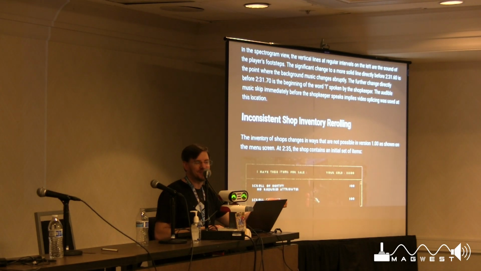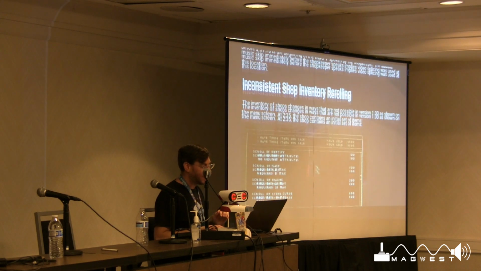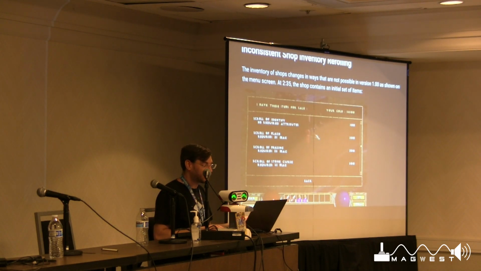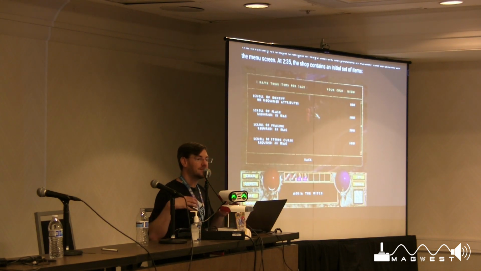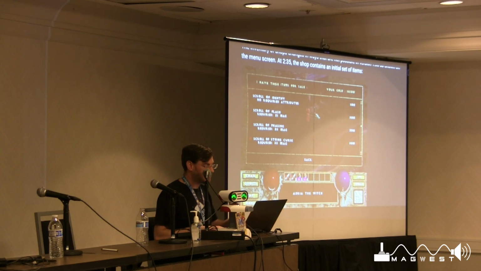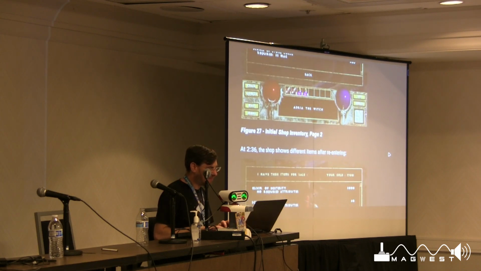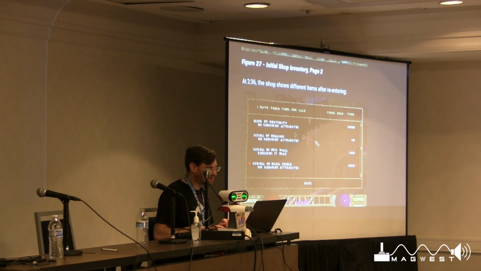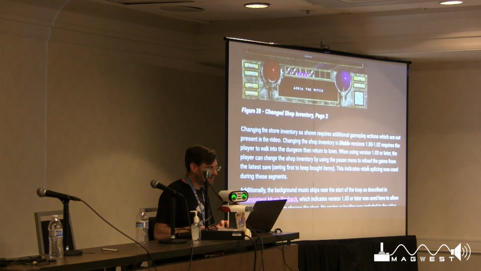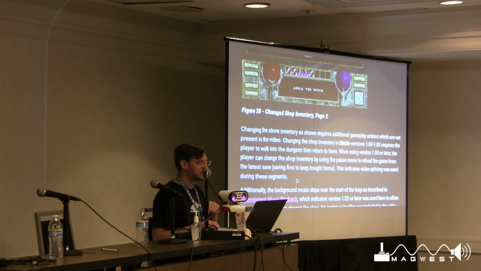Now, here's where things get interesting. We now know that they did a video splice at that location, and here's why that matters. When playing in version 1.0, if you are trying to manipulate the shop, for instance, we have this set of inventory in the shop the first time. So there's things like a scroll of phasing. But then, on the second page, you see these items, and the issue is that changing the store inventory requires additional gameplay, which isn't shown here.